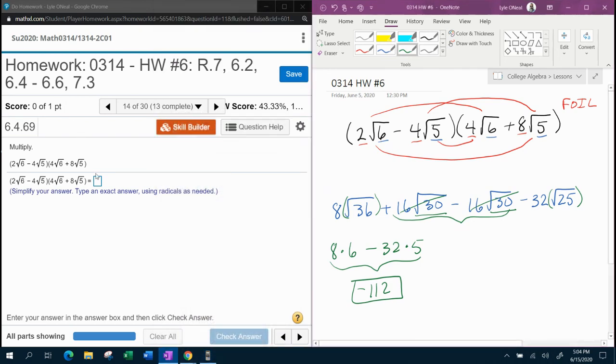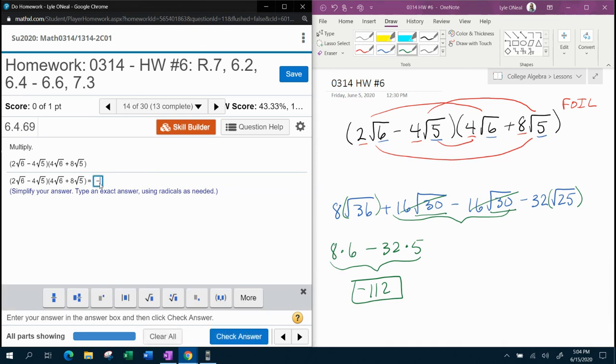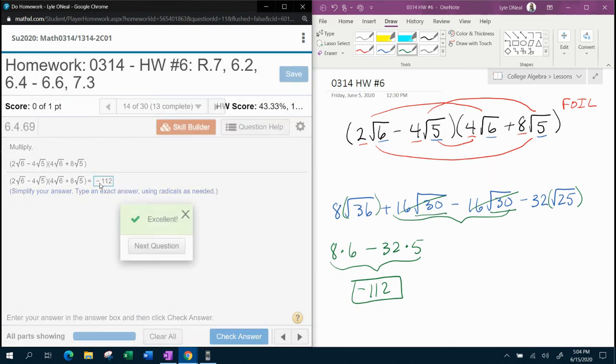Now let's see if MyLab Math likes it. Negative 112. Bam.